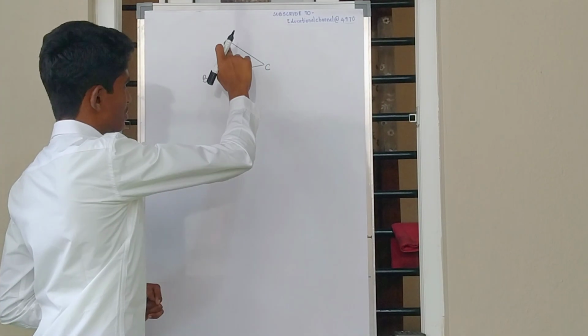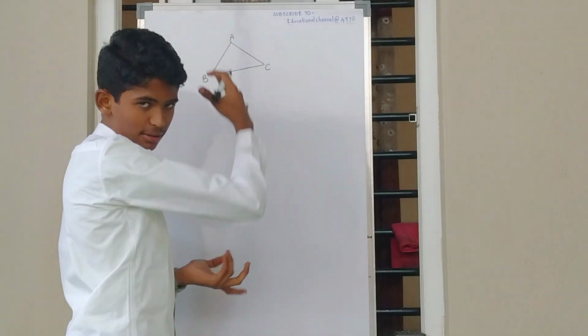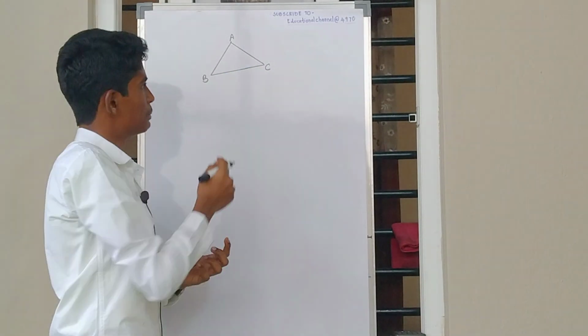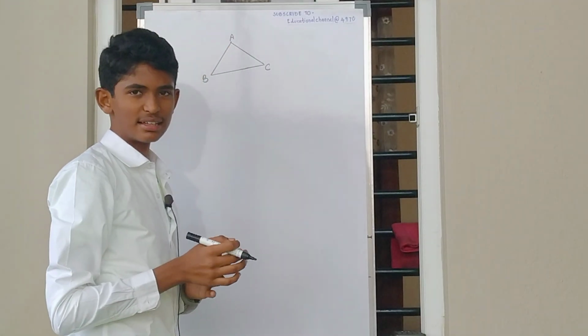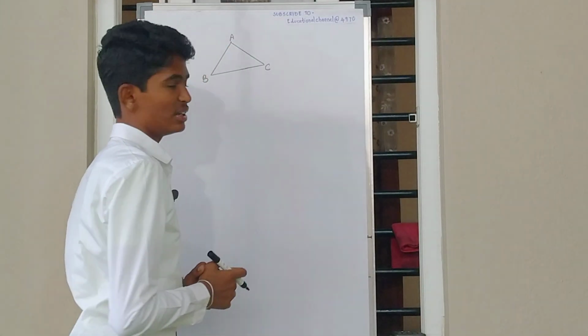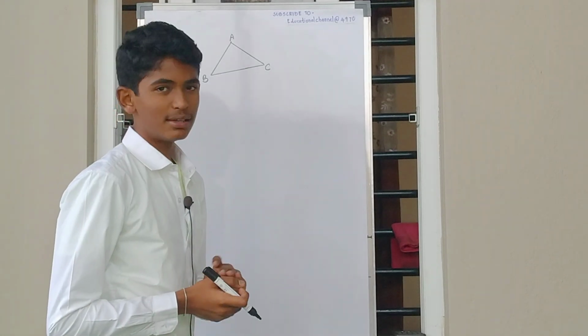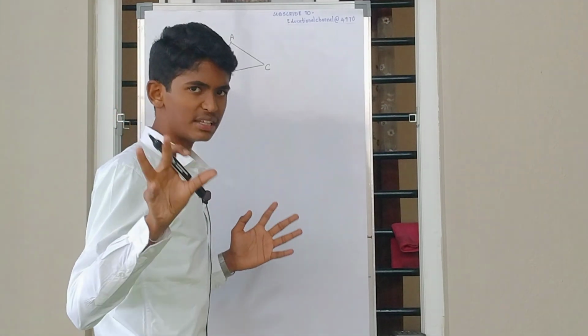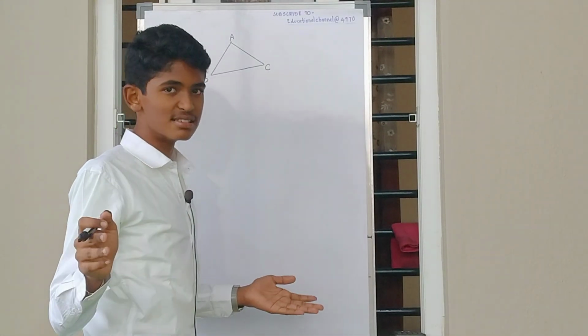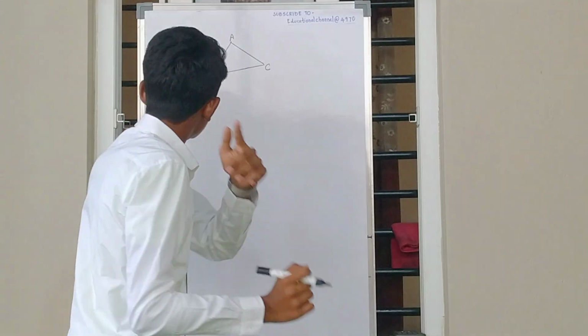ABC, what shape is this? It's a triangle. Now what's new about a triangle? The sum of the angles is 180 degrees and nothing special, right? I'm going to teach you a new property of a triangle. It's not only about the sides, it's not only about the angles, it's both.